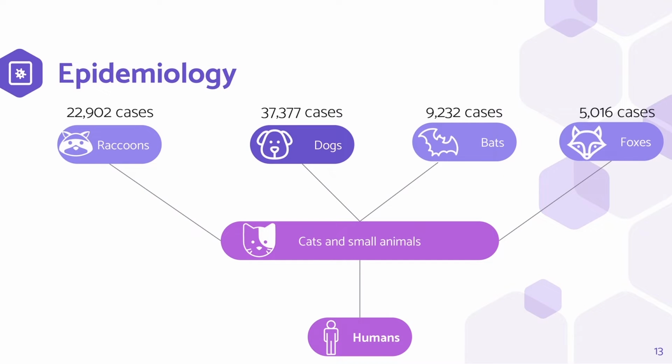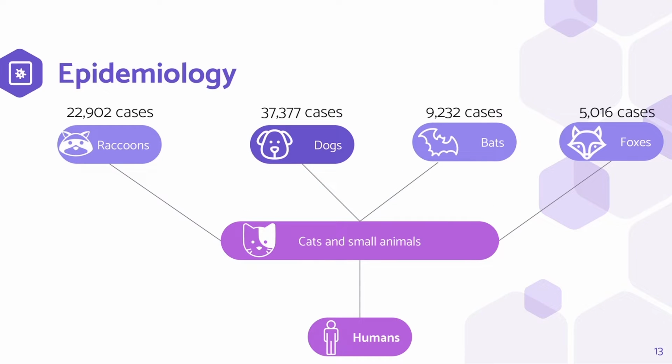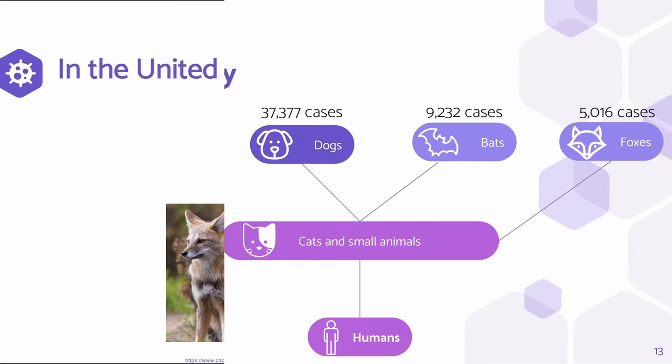Cats, through contact with rabid dogs or as predators of bats and other small wild mammals, play a role in transmission of rabies to man. Each year, nearly 1 million people seek care from the health system following an attack by an animal. Around 30% of them receive prophylactic treatment against rabies.